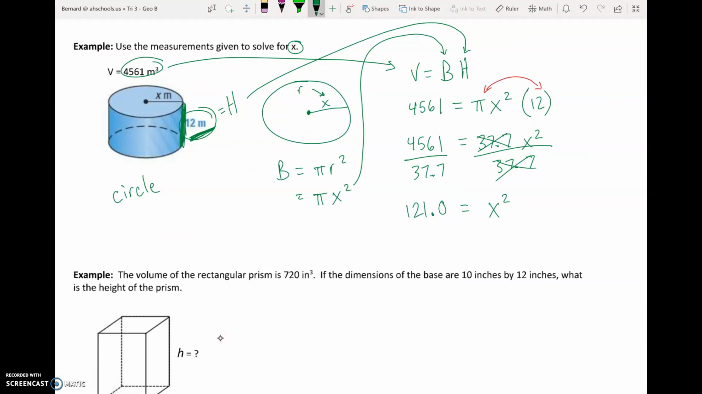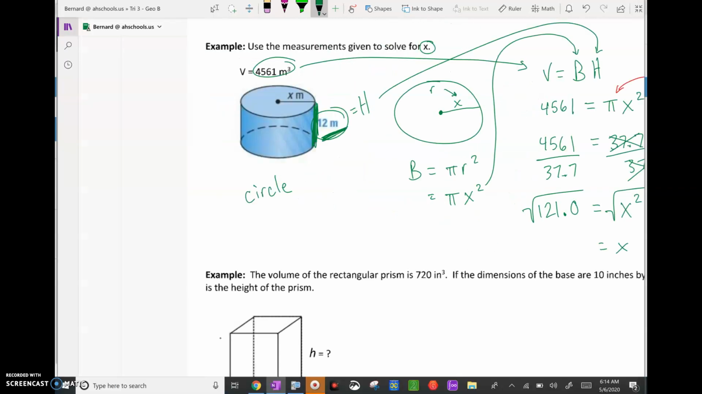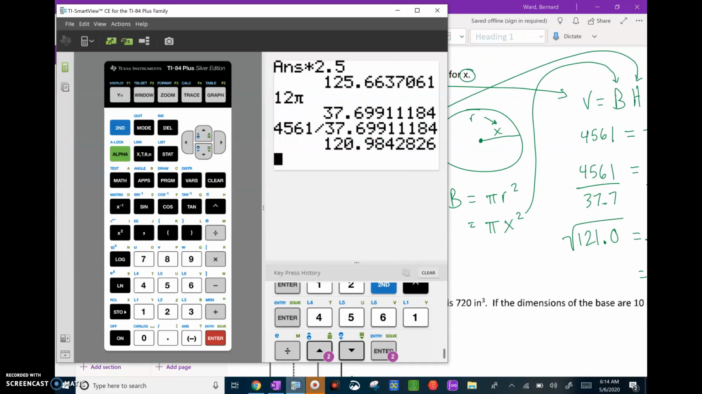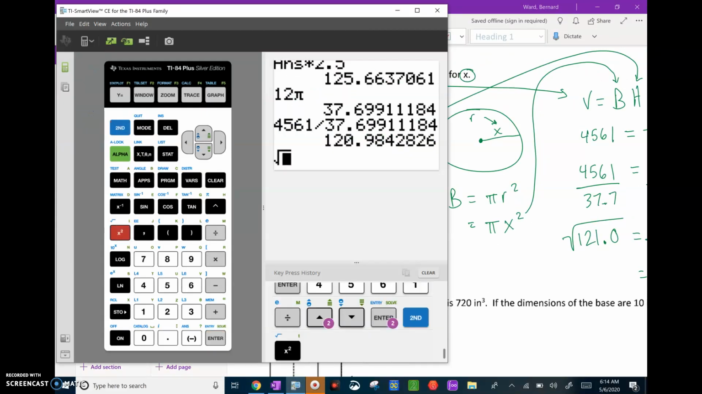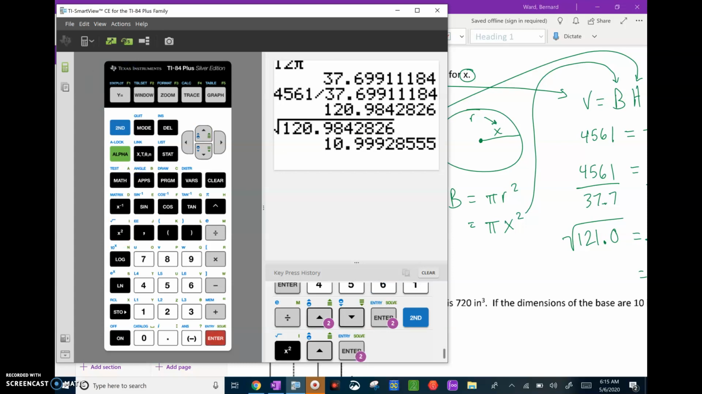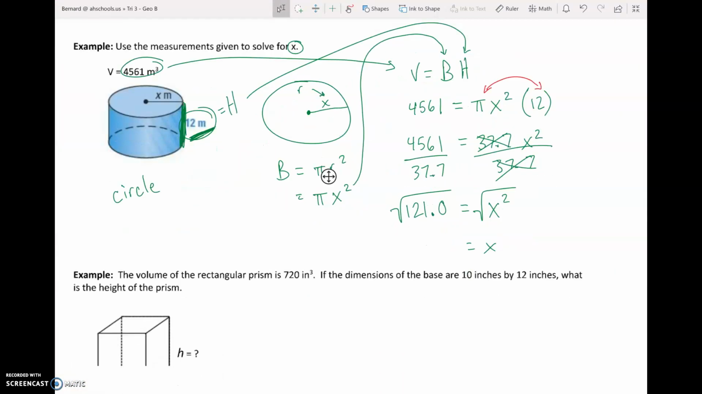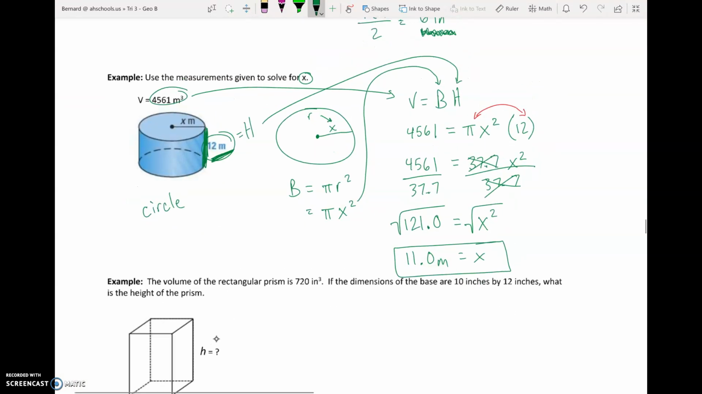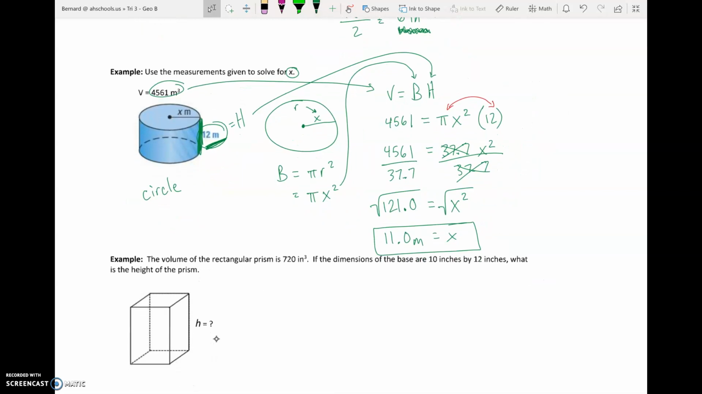And so then the last step is if we want to solve for x, which is our radius, right? Well, now we have x squared, so let's take the square root of it. If I square root 121.0, or just that number we have on the calculator here, you'll see that it's basically 11.0, right? Basically 11.0. 11.0 meters is what x was, which is our radius, and that is the answer for the problem.